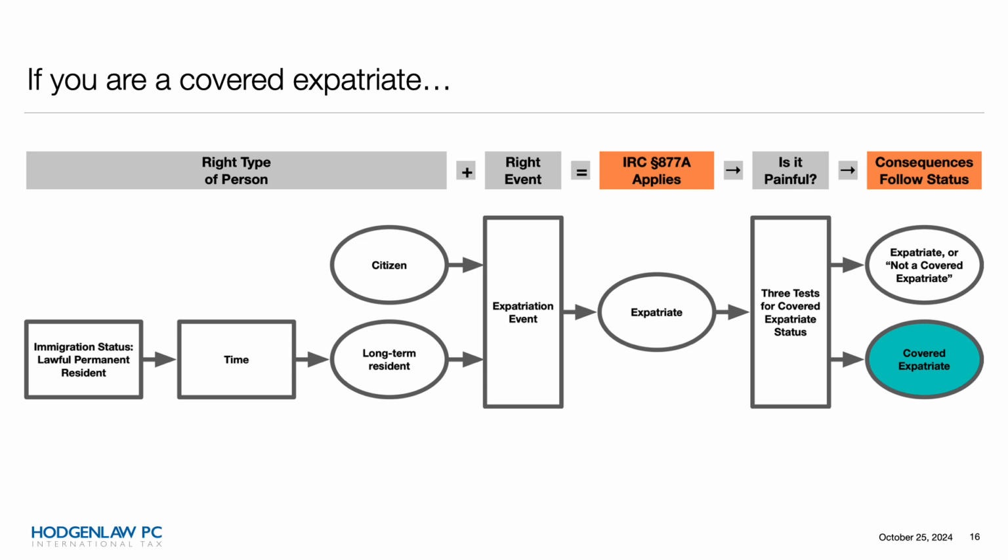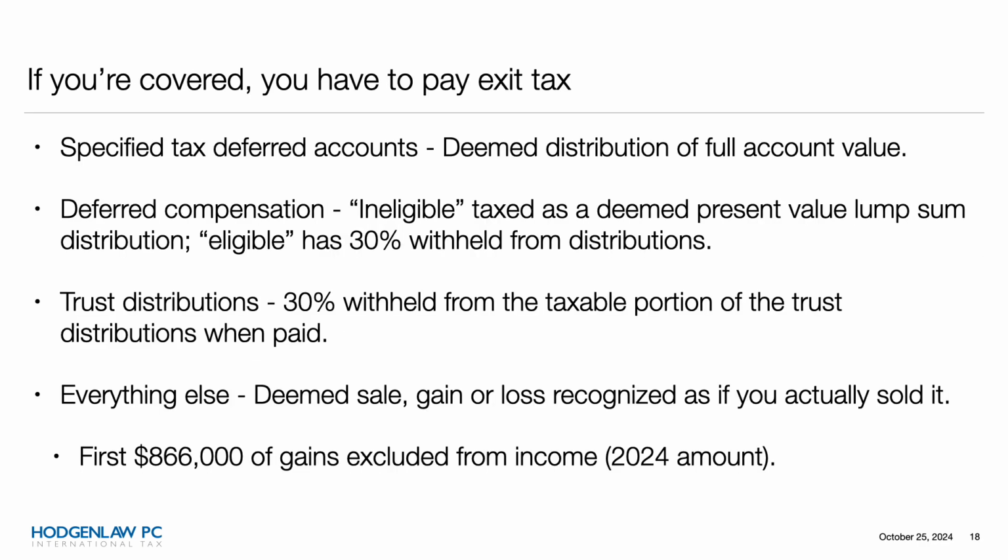So you go through this decision tree. You're a citizen or a long-term resident. You have an expatriation event. You become an expatriate. You look at the 3 tests, and if you fail any one of them, you're a covered expatriate. You're paying exit tax. If you pass all 3, or if an exception applies, you're merely a regular expatriate. You don't have to pay exit tax.